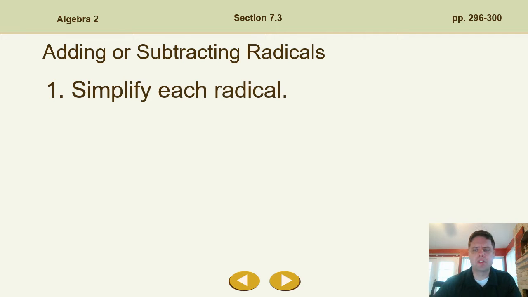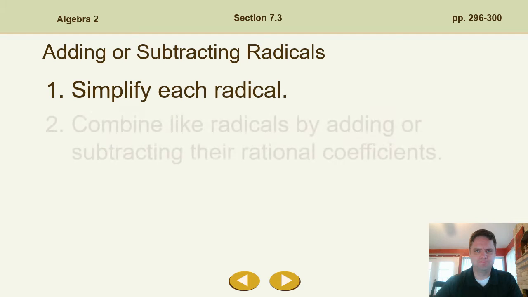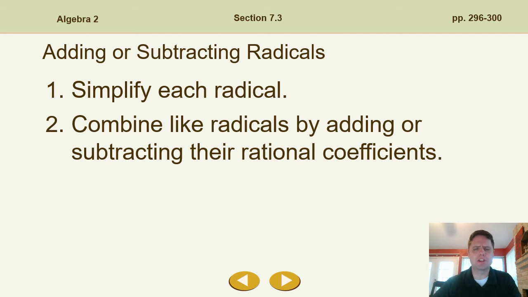So first of all, what we're going to do in these problems, because they're not always going to be so simple where they give them to you already with the same radicand and the same index. Sometimes we're going to have to do a little bit of work beforehand to get to the same index and same radicand. Then we can add them together. So we're going to simplify each radical. Then we're going to combine like radicals by adding or subtracting their rational coefficients.